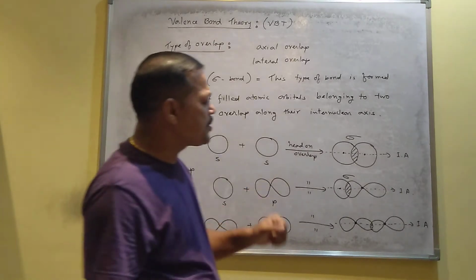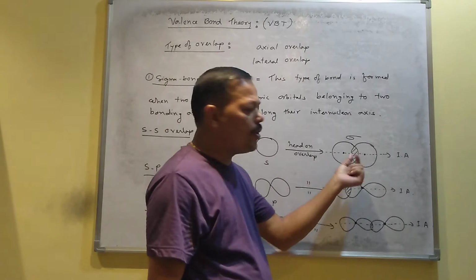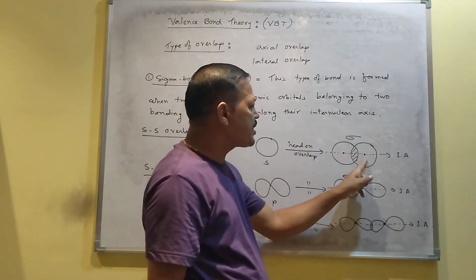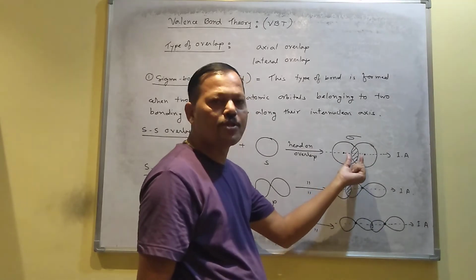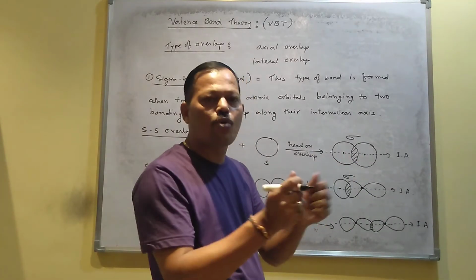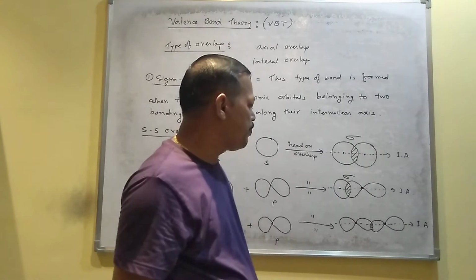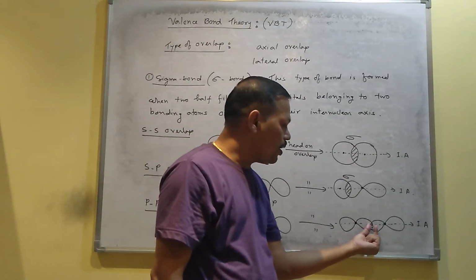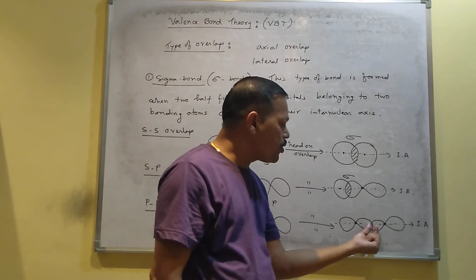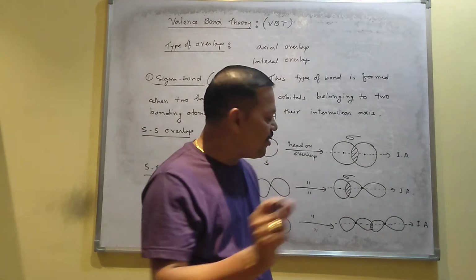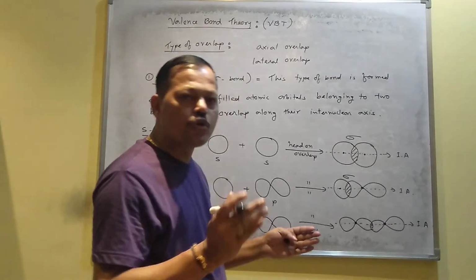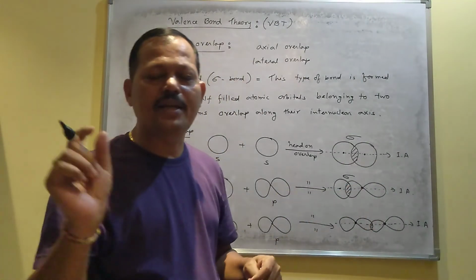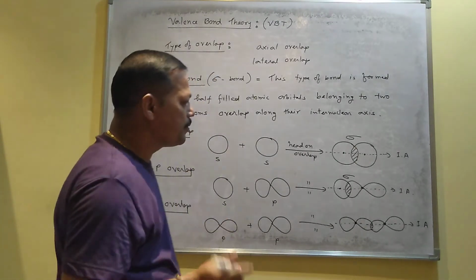And here you have seen the degree of overlap, I mean the area of overlap. In case of s and s, the area of overlap is more, and that is why s-s overlap always produces a stronger bond. p-p overlap always produces a weaker bond because the degree of overlap is very less, and that is why those bonds which are formed by overlapping between p and p orbitals are weaker ones.